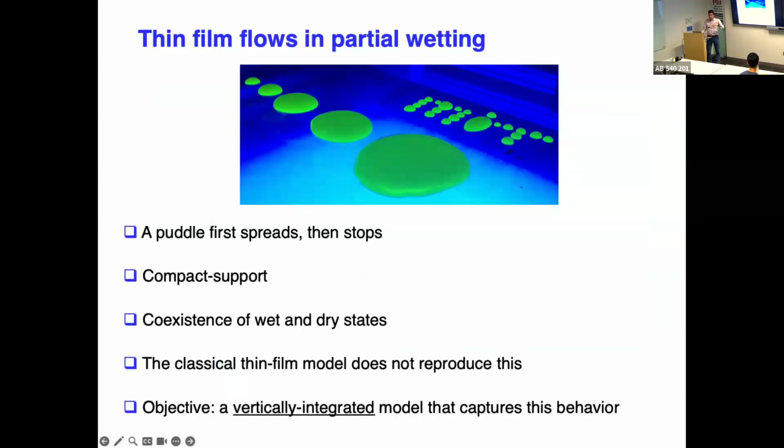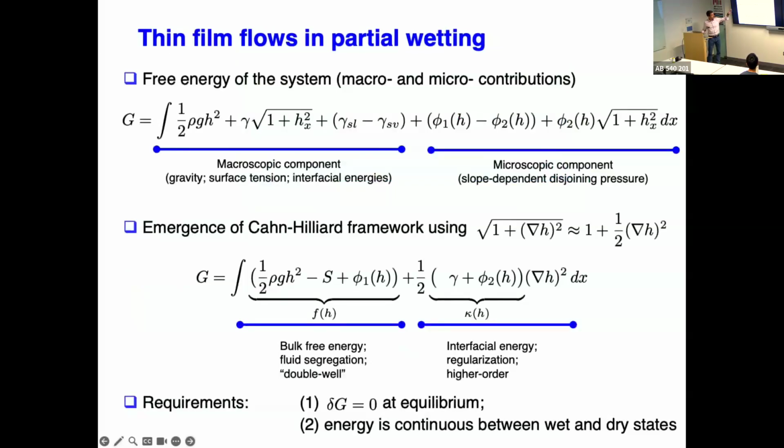Okay, so we want to describe the spreading of a liquid bottle on a flat, smooth surface. But we want to do that not in 3 dimensions, but rather by tracking the height of the film, right? So it's a vertically integrated model. So you can cook up or write down the free energy of the system, no? And you have the ingredients that you might expect. So gravity and then surface tension and then interfacial tensions between the substrate and each of the fluids. So that's the macroscopic component.